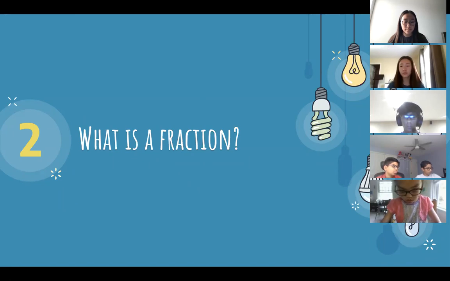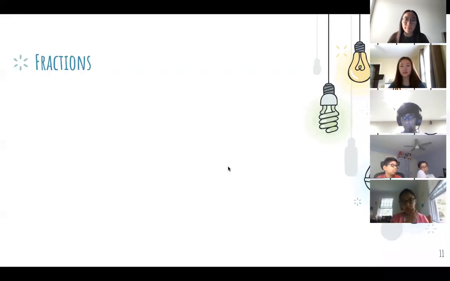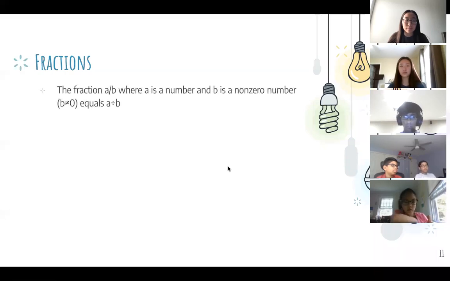and that it's like a part of a number. This is true. It's called a part of a whole. And it's just a way of representing a ratio between two numbers. So say for example we have the fraction a over b, where a is a number and b is a non-zero number, meaning b is not equal to 0, because remember, you can't divide by 0. So the fraction a over b is equal to a divided by b.